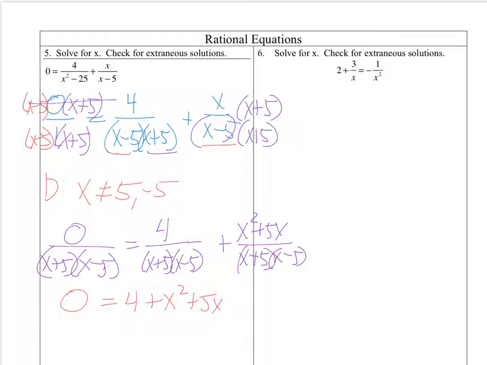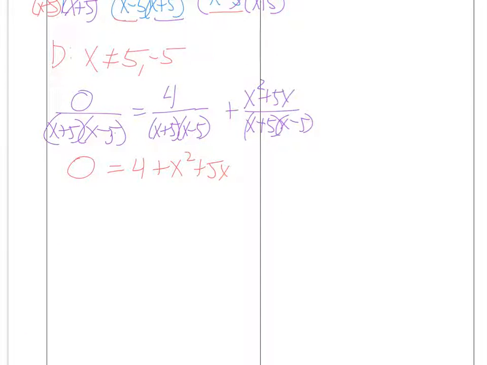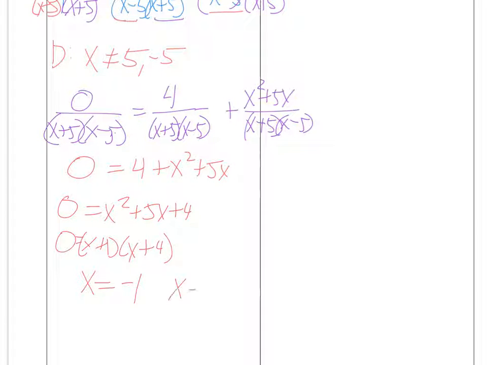And by golly, that looks factorable. I'm going to rewrite that as x squared plus 5x plus 4, and that factors into x plus 1 and x plus 4. Both of which are going to end up in the domain, which is fine. So we get negative 1 and negative 4. Good practice is plugging that back in to make sure that those actually still work.